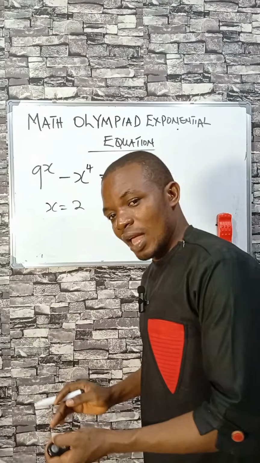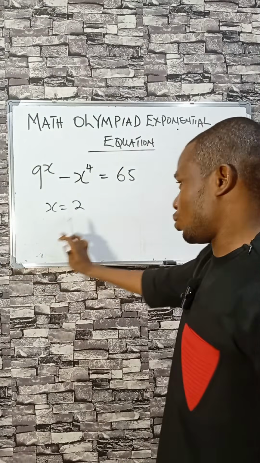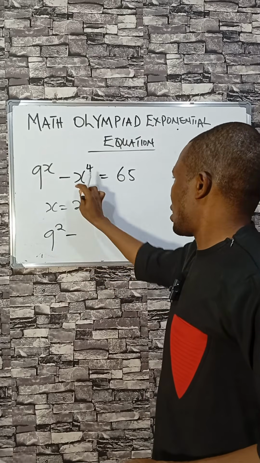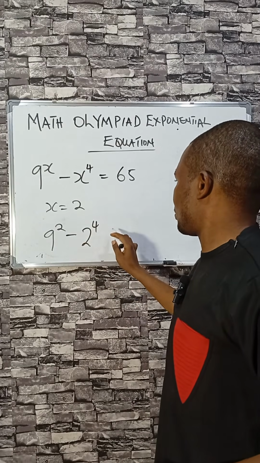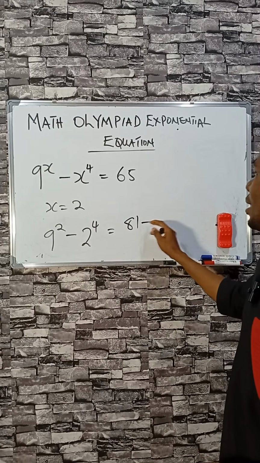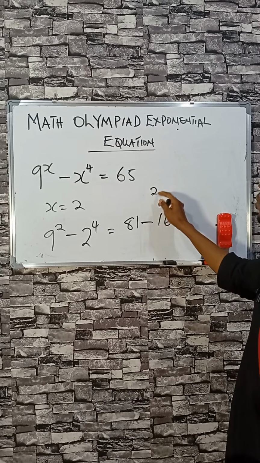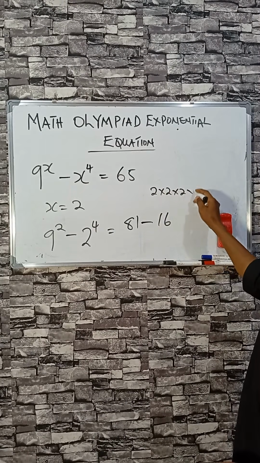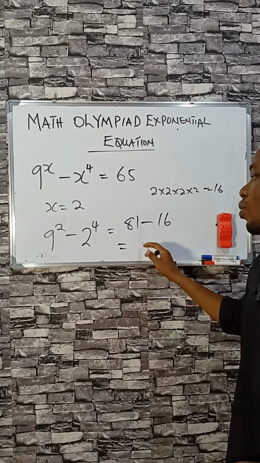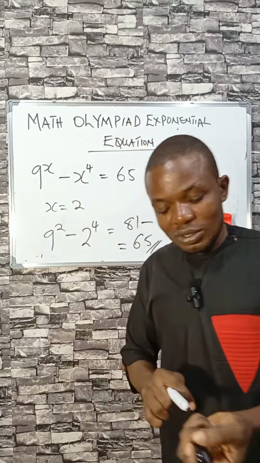Now let's check if x is actually equal to 2 from here. When you find x, replace it with 2. So 9 raised to the power 2 minus x is 2 raised to the power 4. Let's see, 9 squared is 81. Then 2 raised to the power 4 is 16, of course, it's 2 times 2, 4 times 2, 8, 2 is 16. Now, 81 minus 16 equals 65. So, actually, our x is equal to 2.